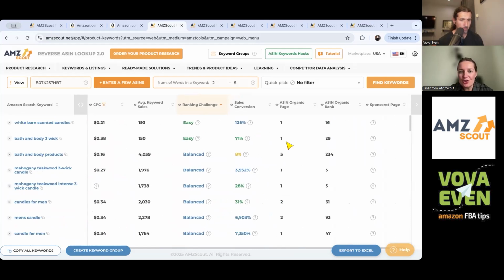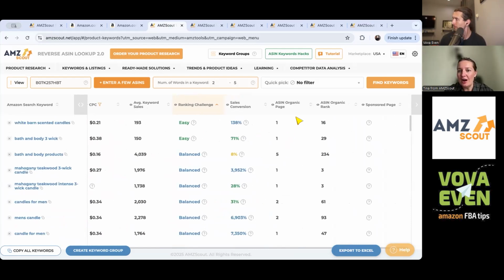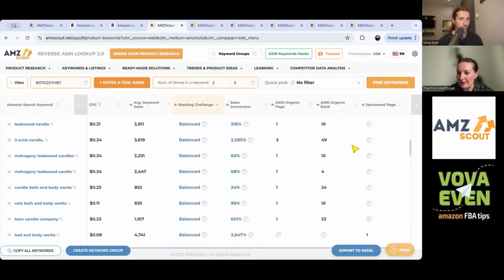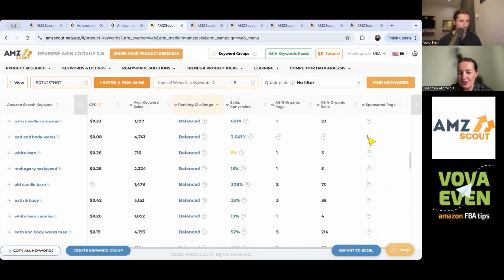We also show the position and the page of this ASIN, this product, for every keyword that we mentioned here. So there are really different positions or ranks. And you can also sort it. On the sponsored page, we don't see many advertisements for this keyword. Well, we see here this product with this ASIN is trying to pay to appear in the results for this Bad and Body Works.